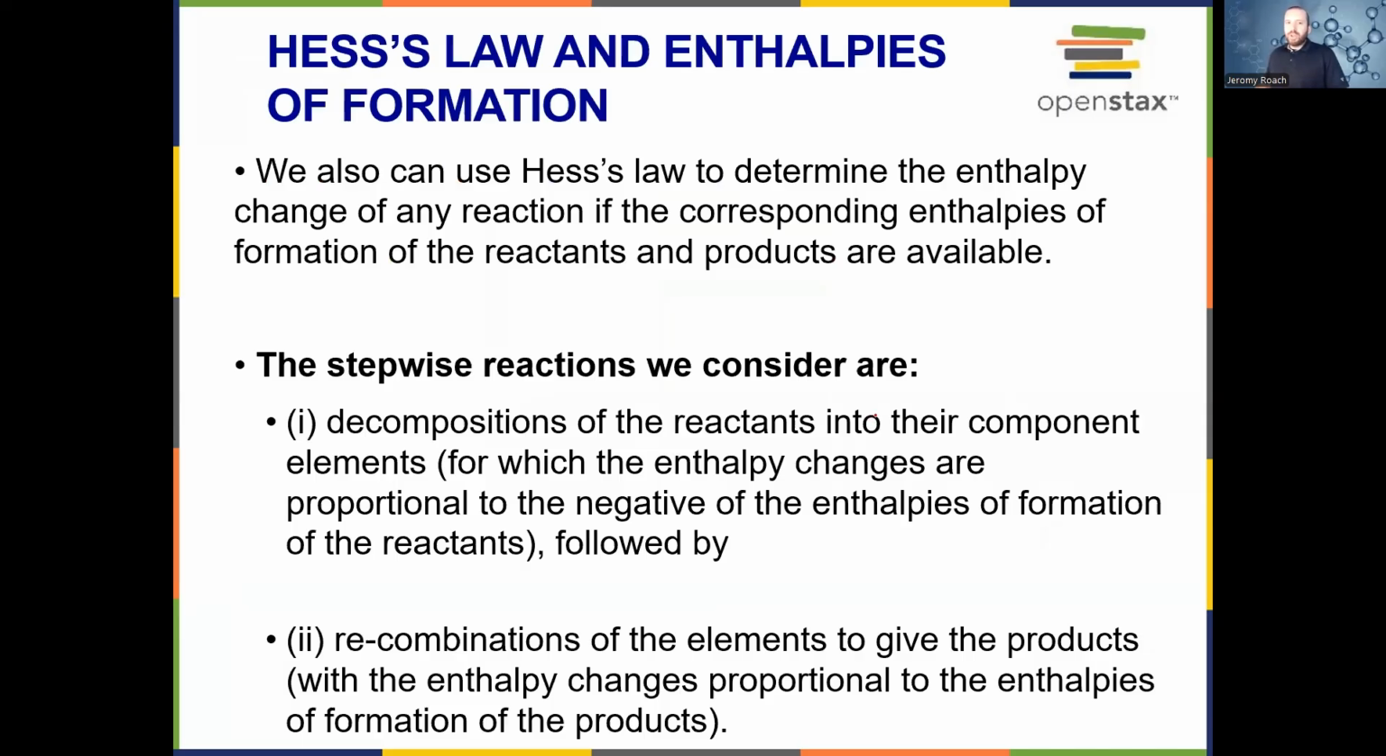We can also use Hess's law to determine the enthalpy change of any reaction if the corresponding enthalpies of formation of the reactants and products are available. So we can use our standard state enthalpy of formation tables to calculate the change in enthalpy for virtually any reaction. All we have to do is plug in the enthalpies of formation for all the products and the enthalpies of formation for all the reactants, and then subtract between the two.